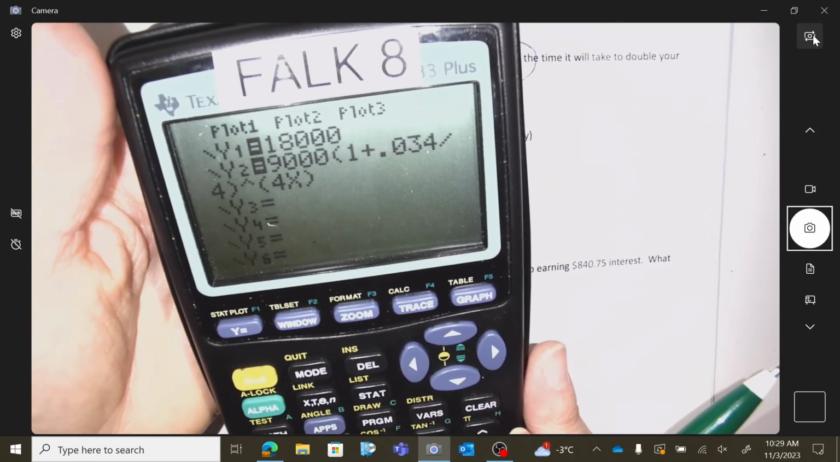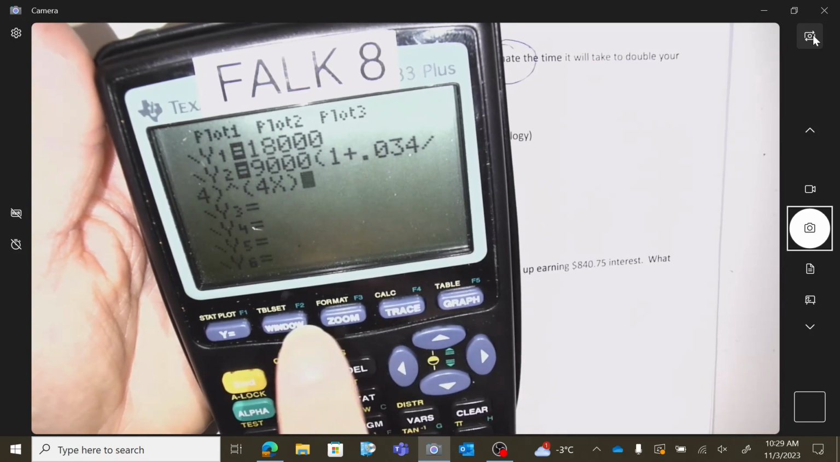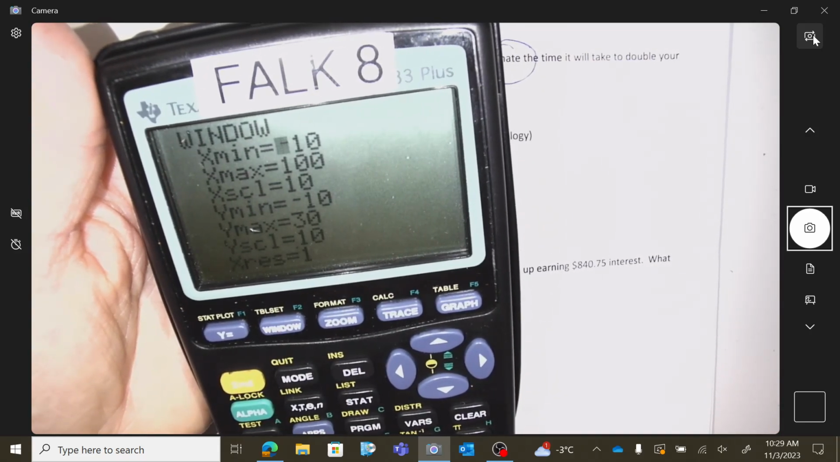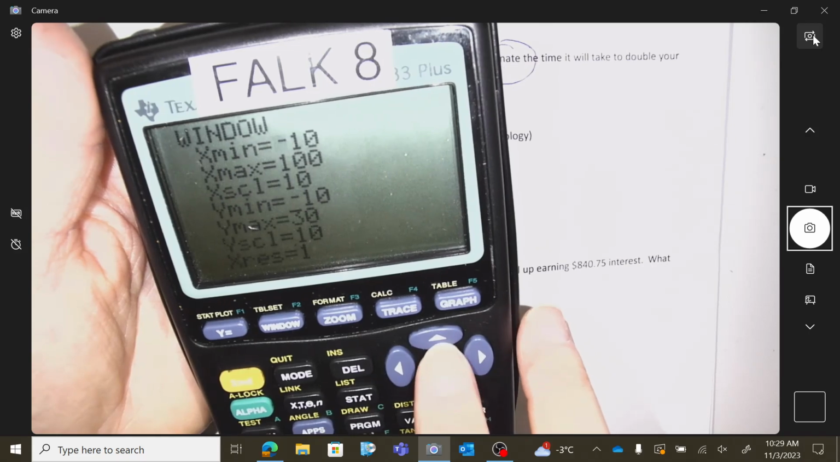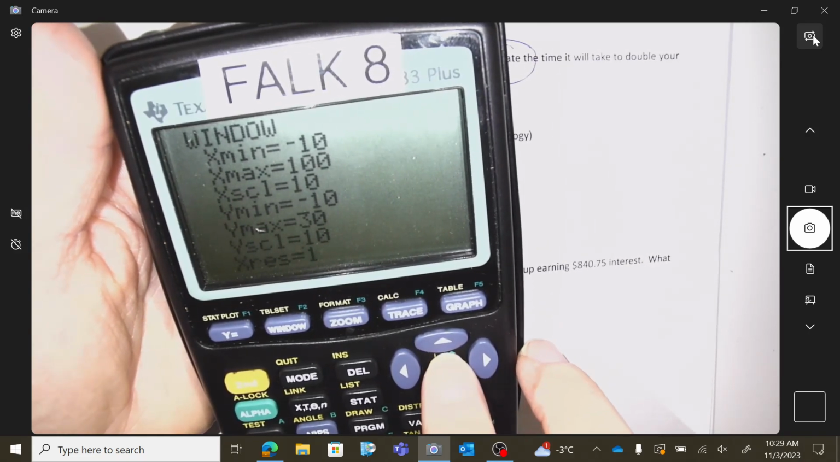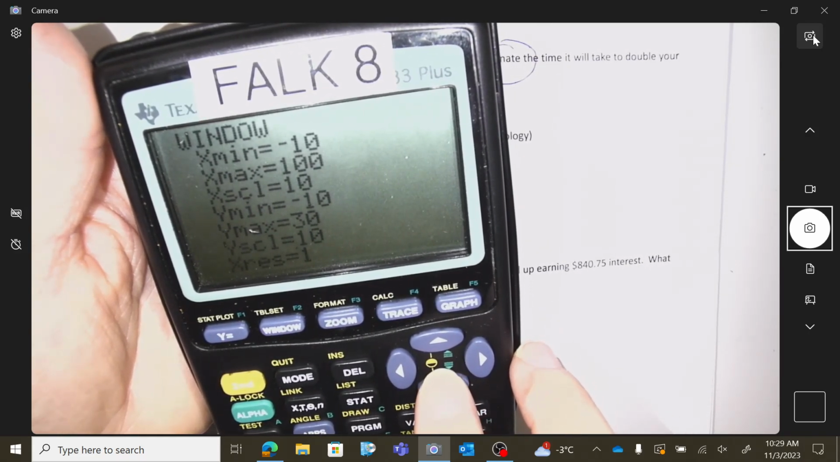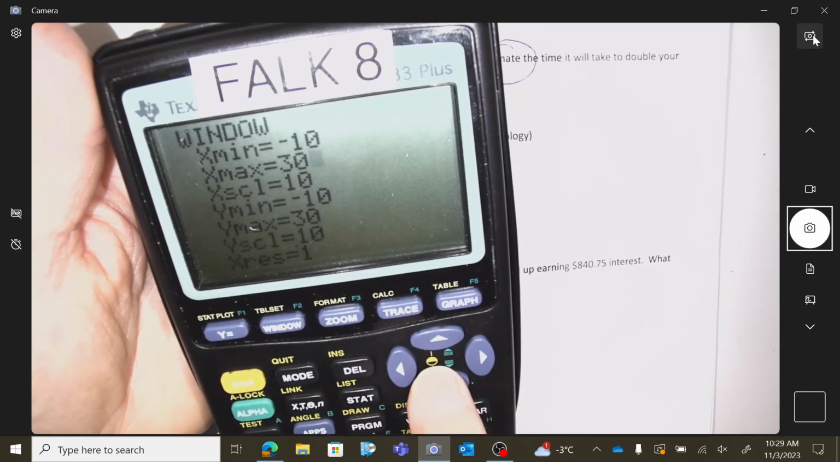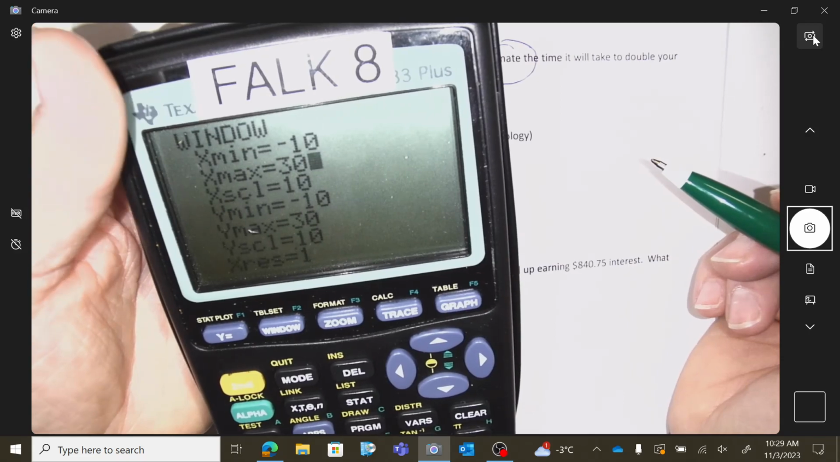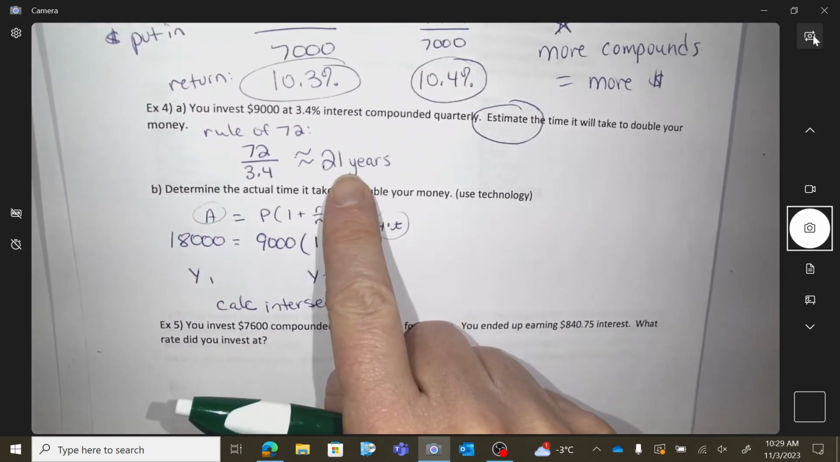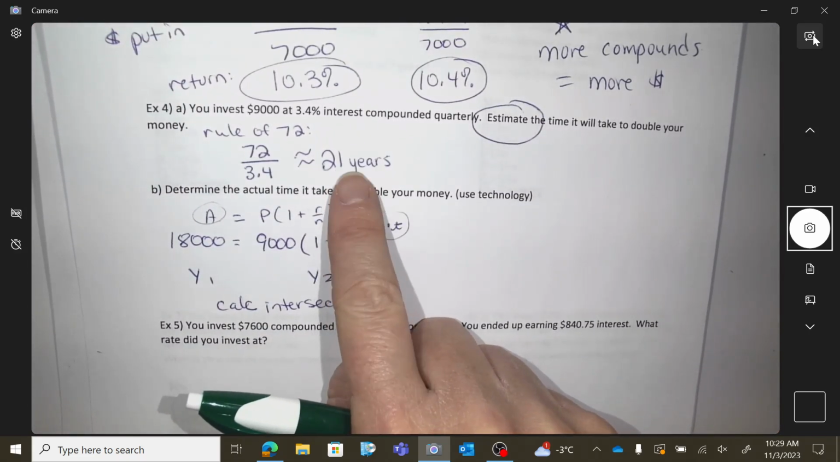Okay, everyone's good with that? y1, y2? Let's go to our window. X is the time. What do you think is a good time to go to? I'm going to do 30. Why did I pick 30? Because I want my answer to be close to 21, right? Because that was the estimate.